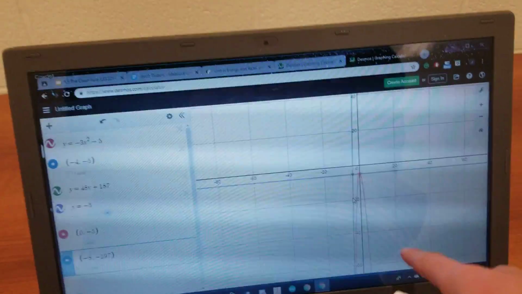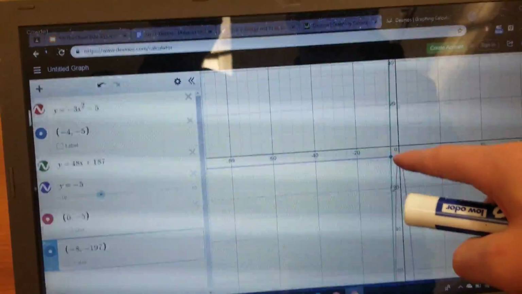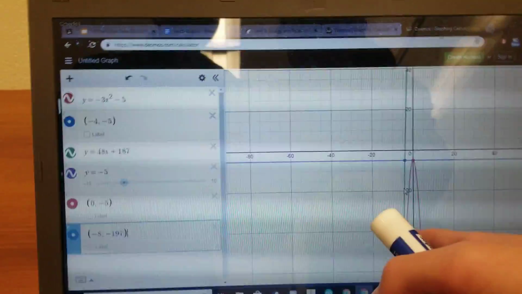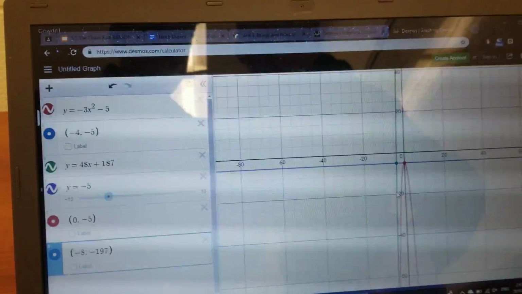Then, if you look at Desmos, you can see the function there. The first tangent line goes right at the 0 there, and the second tangent line goes through that point right there, (-4, -5).